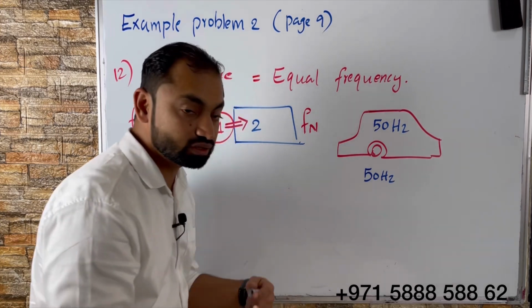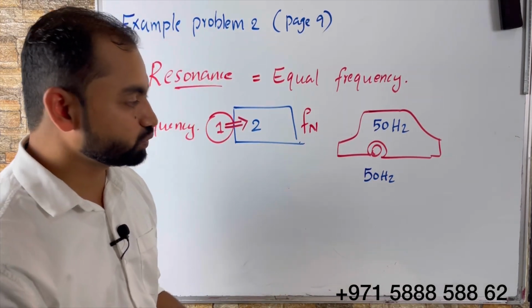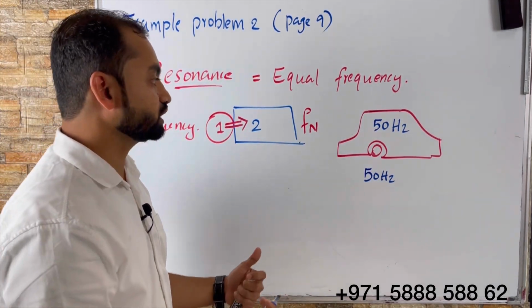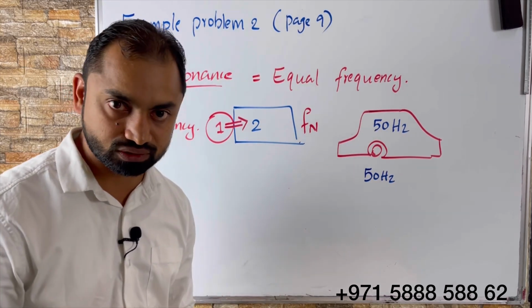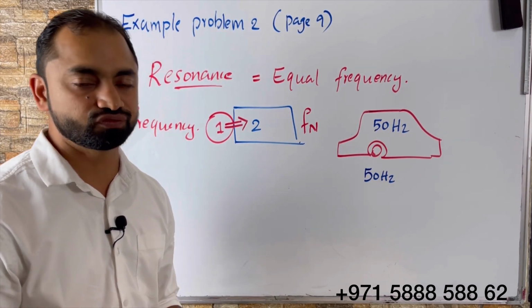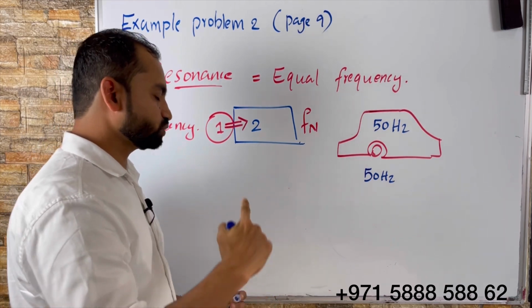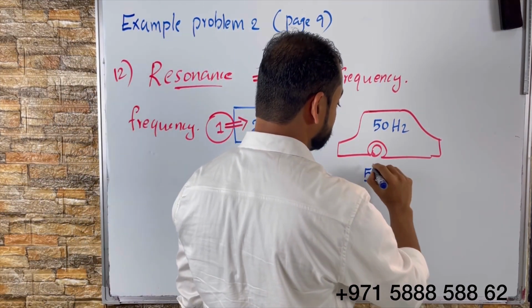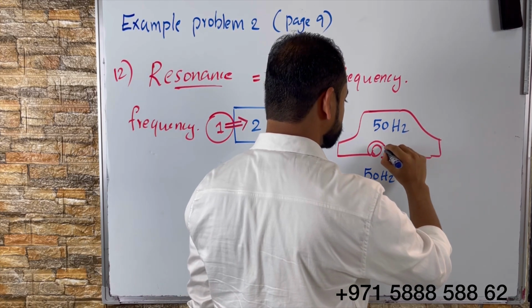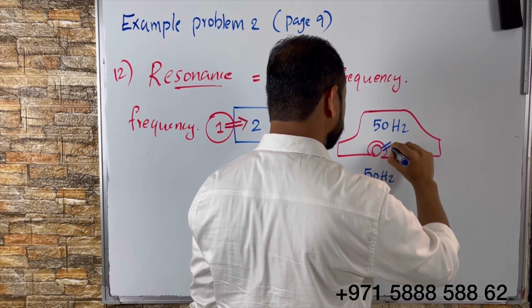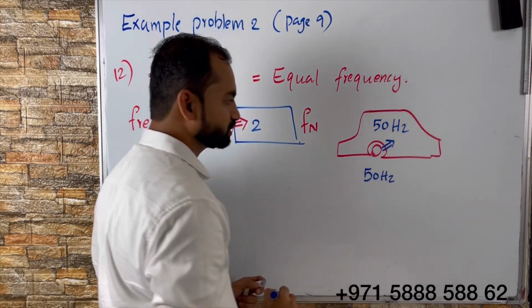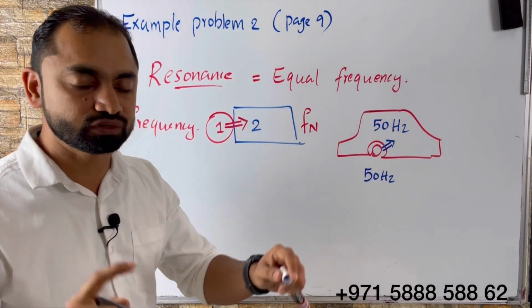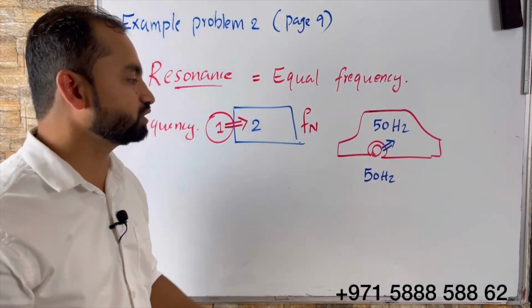So now the tire is rotating at a frequency that is equal to the natural frequency of the car, right? When the rotational frequency of the tire becomes equal to the natural frequency of the car, maximum energy will be transferred to the car. So the car will vibrate faster, the car will shake faster.